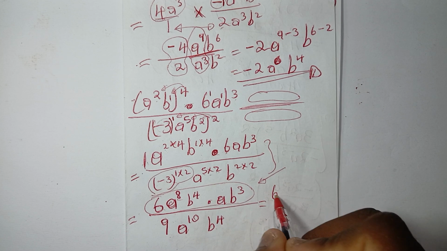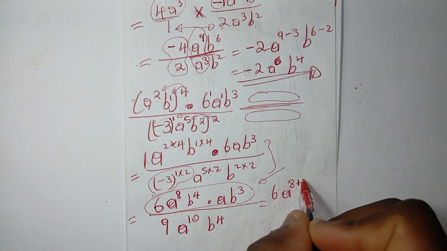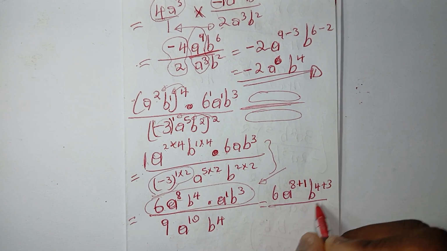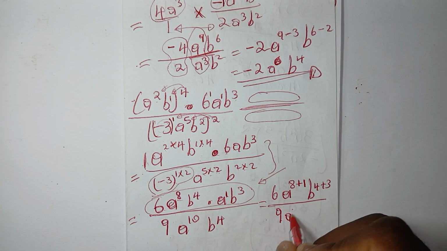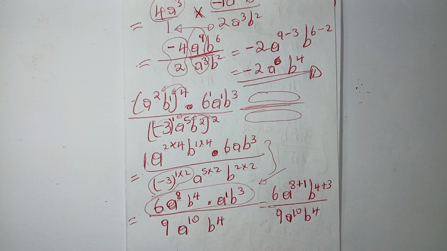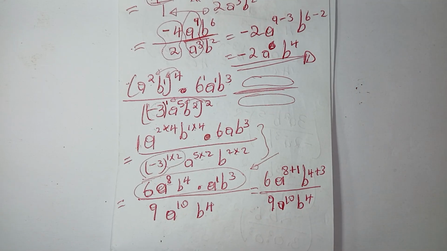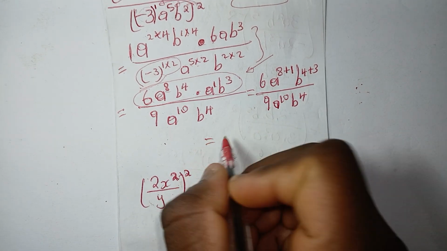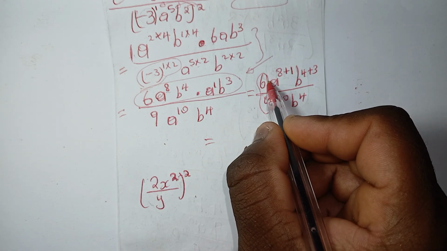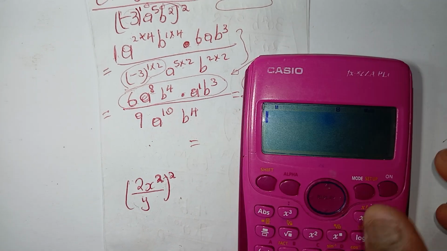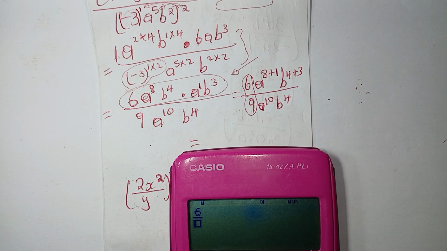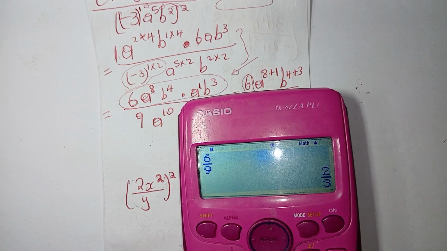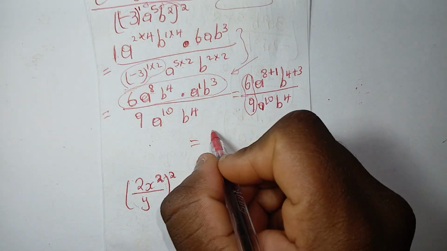When I multiply my numerator, I know that when I multiply the same base, I will add the exponents. Here I got an invisible 1, and here it's 4 plus 3. And down here it's 9 over 10 b4. Do you see, guys? These two numbers, I can press them on the calculator. I'm sure they will give me 2 over 3. Yeah, my brain is coming good. So this one is 2 over 3.